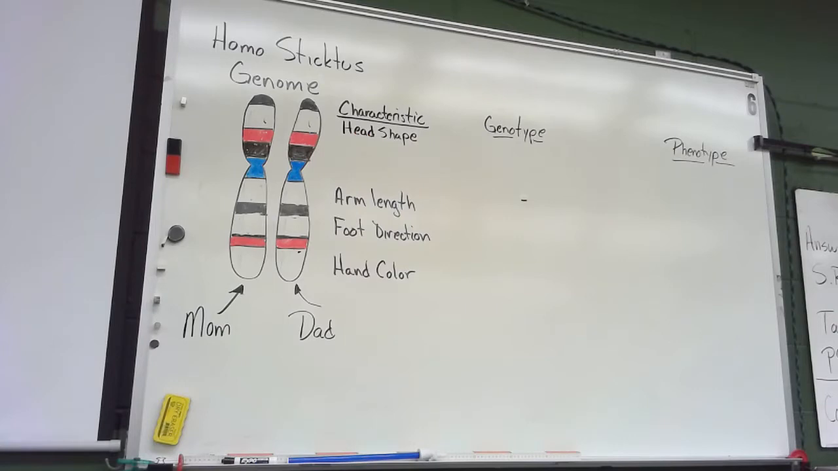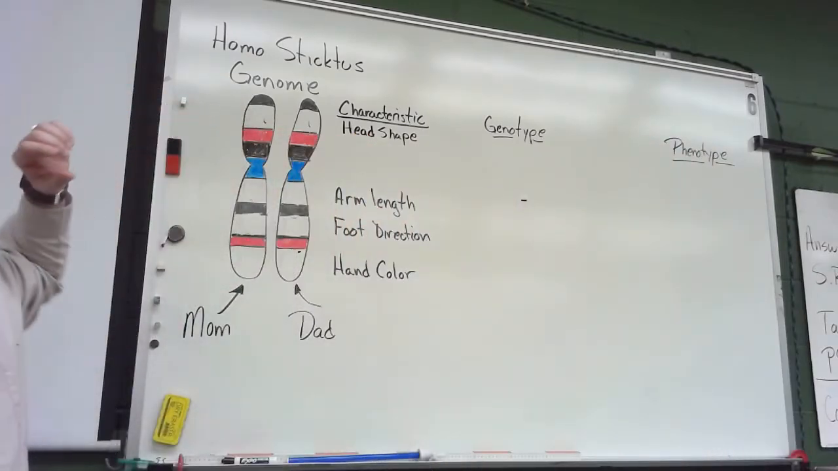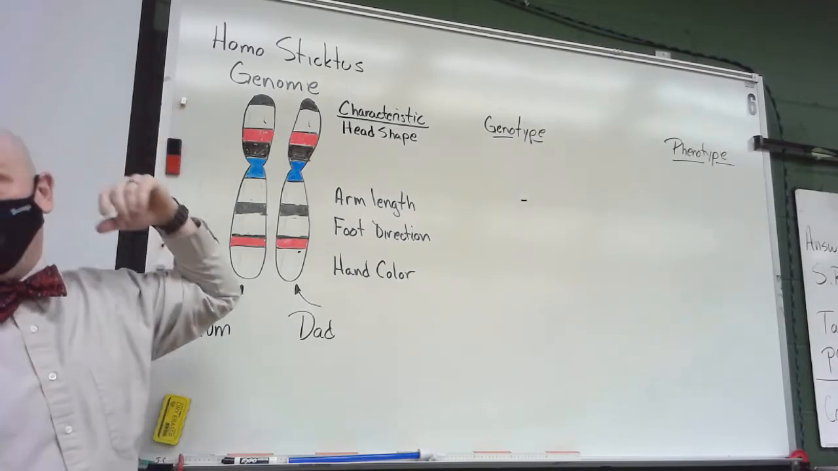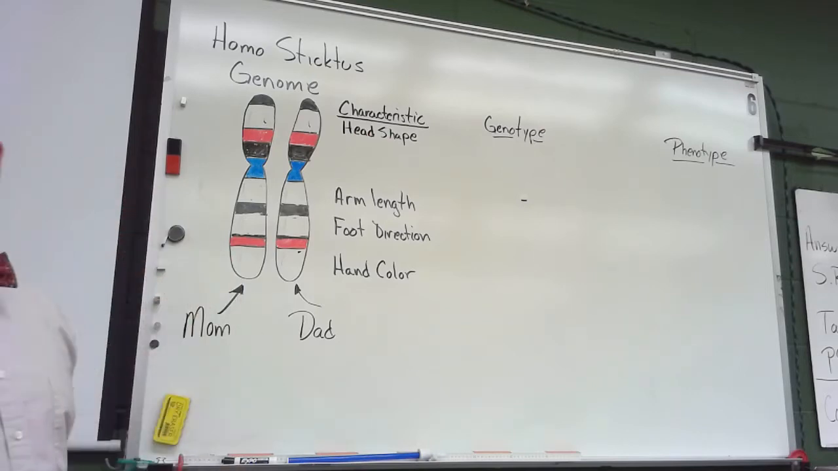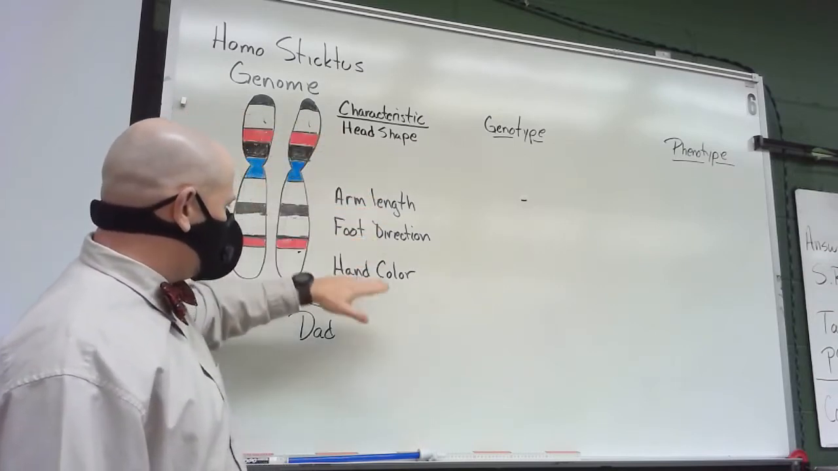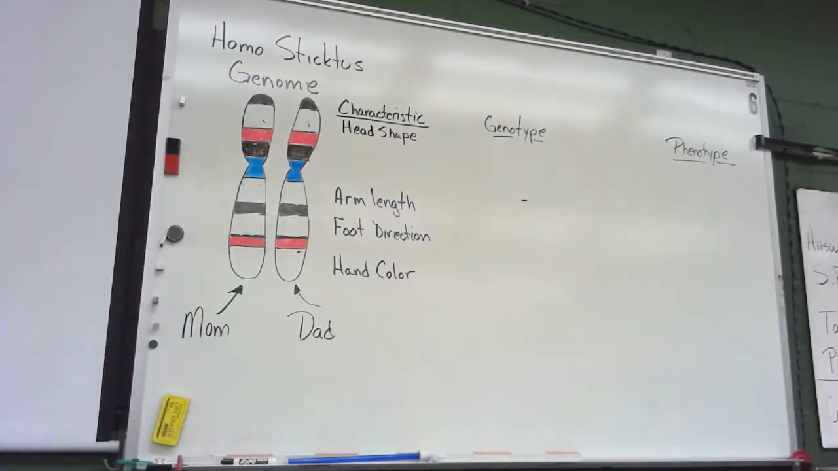Any idea? Garrett? Any idea? Sure. Serena? An allele? An allele. An allele. Yeah. So we're going to use some alleles today because we have chromosomes up on the board. And that chromosome, which is a chapter of the instructions, is broken down into paragraphs. And we're going to focus on specific paragraphs or loci, and they code for a certain characteristic. In this case, for the Homo Sticktus, we're going to look at the characteristic of head shape, arm length, foot direction, and hand color. Okay? And we're going to use these alleles that are listed over here.